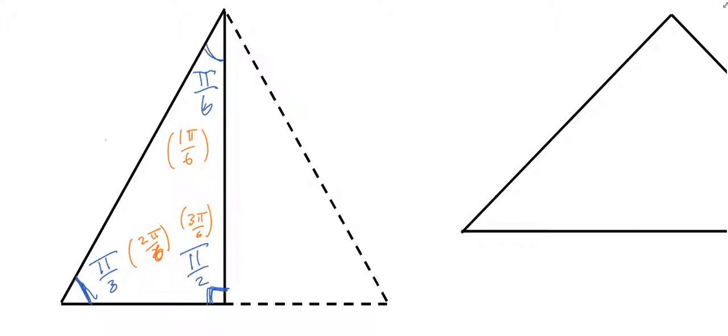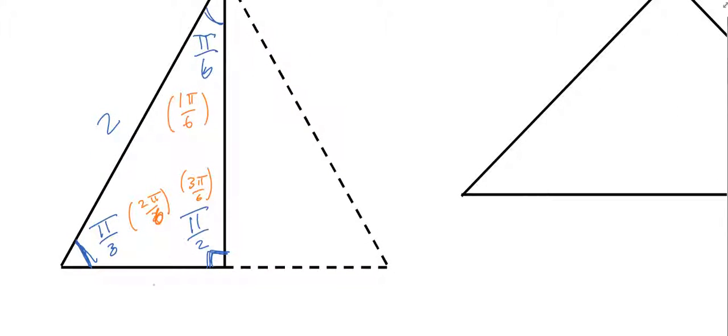Oh, and can't forget this. What about the side lengths? Well, this side length is 2. We start with that, which means this is half, so it's 1.